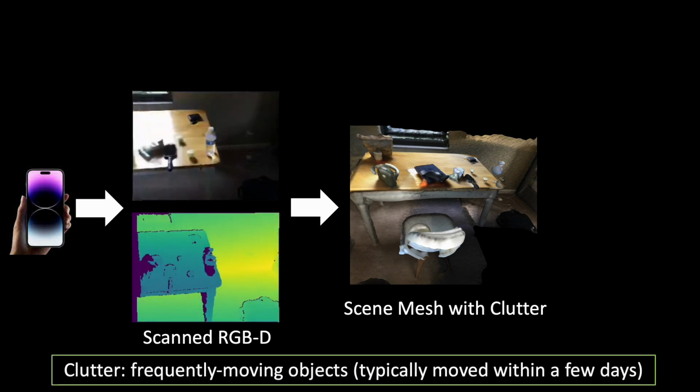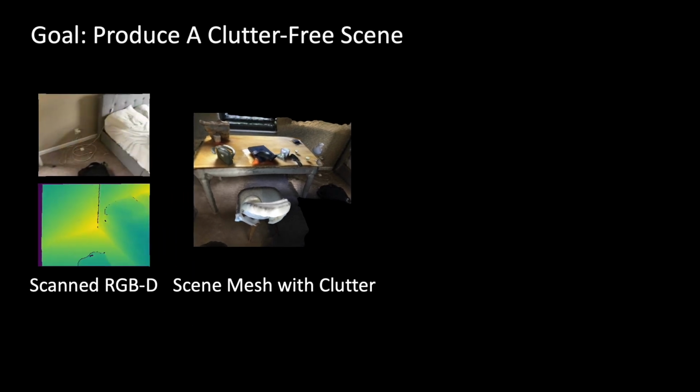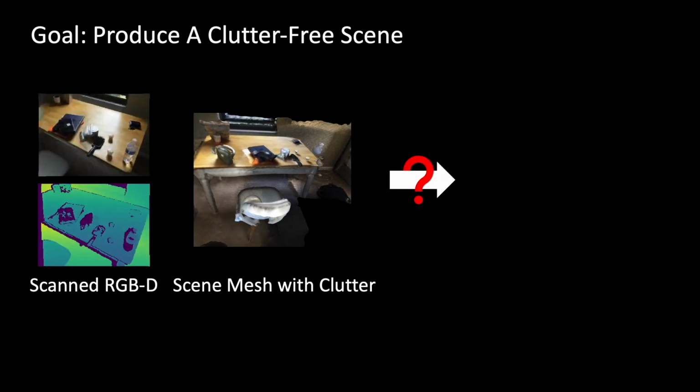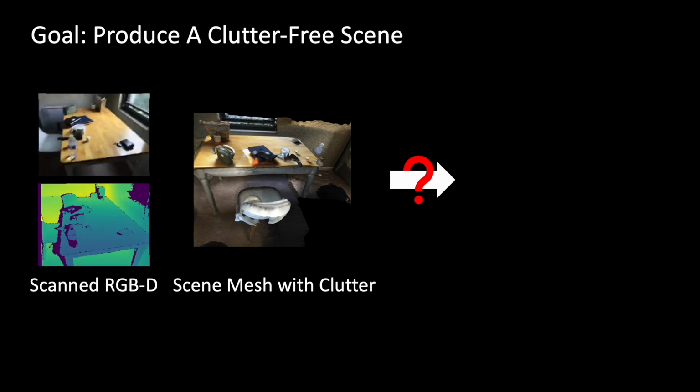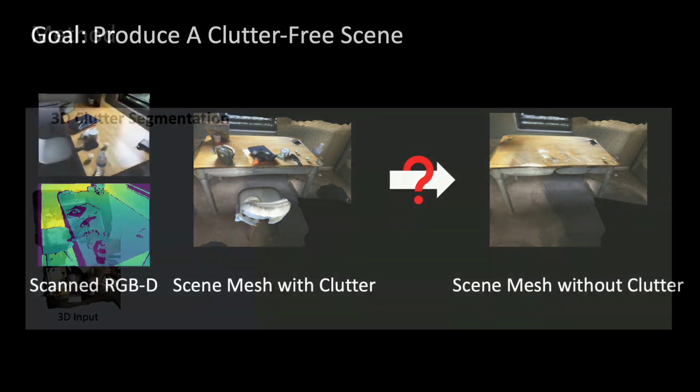However, the scene mesh is typically full of clutter objects that are not wanted. In this work, we define clutter as frequently moving objects. Given a scene mesh with clutter and the scanned RGB-D images, our goal is to produce a clutter-free scene. Our method is composed of two steps: clutter segmentation and 3D inpainting.